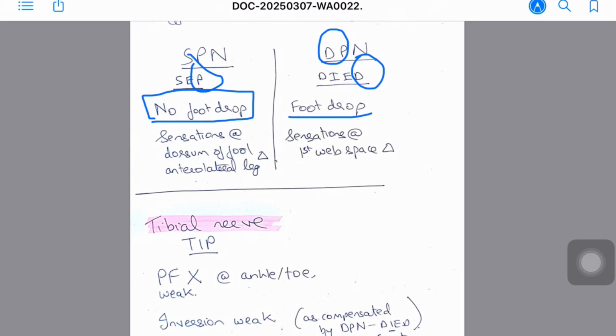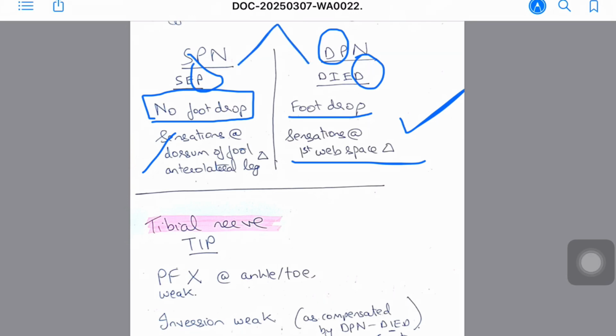Additionally, the theoretical thing we studied, sensation: the deep peroneal nerve supplies the first web space, so sensations at the first web space are lost, while in superficial peroneal nerve palsy the sensations at the dorsum of the foot and anterolateral leg are lost. Okay, so this is how you differentiate between superficial and deep peroneal nerve.